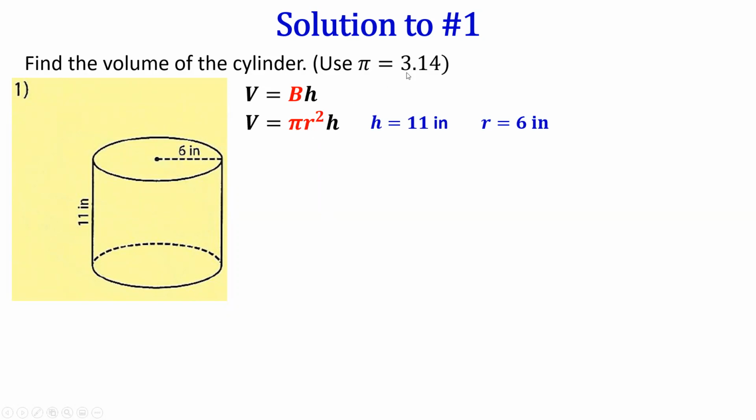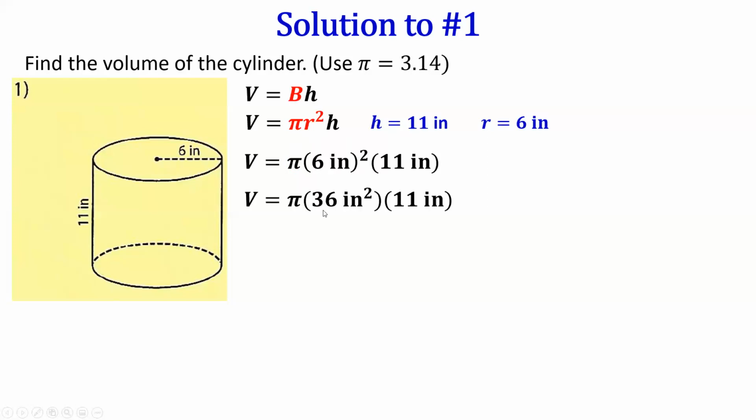You can also plug in 3.14 for pi, but I'm going to leave it for the end so I can show you something. So I'm going to plug in r, and I'm going to plug in h. So what I now have is pi times 6 squared times 11. The first step is to always take care of your exponent. So 6 squared, that means 6 times 6. That's going to give me 36.